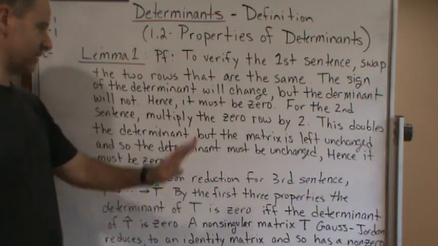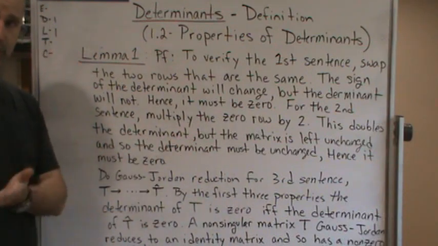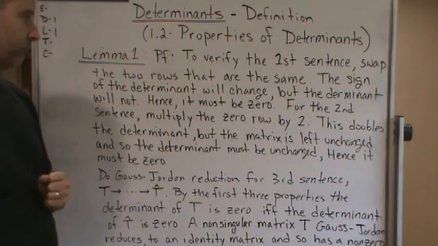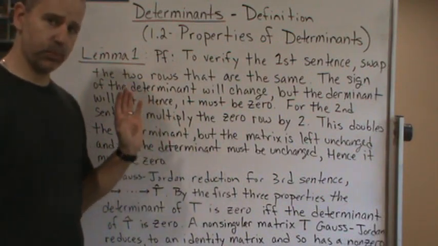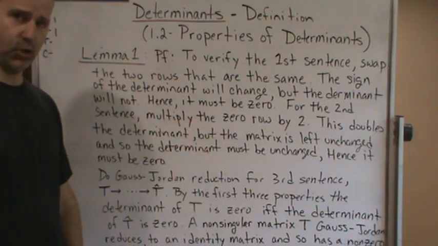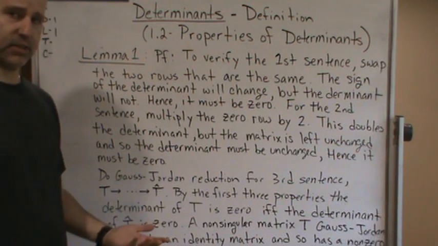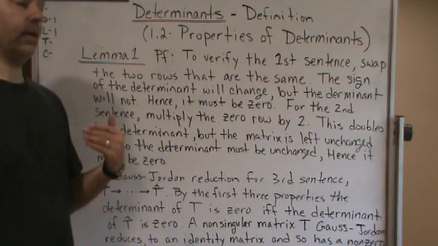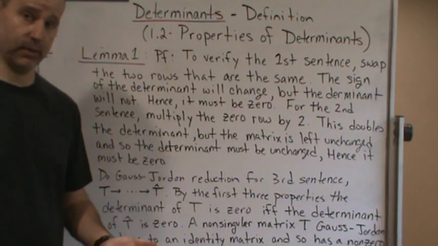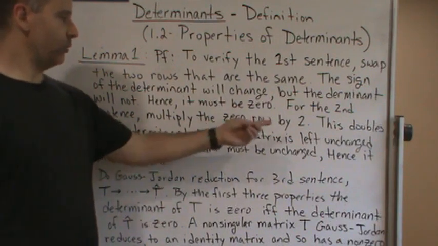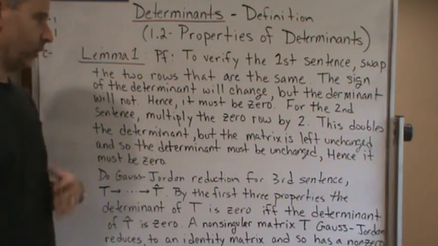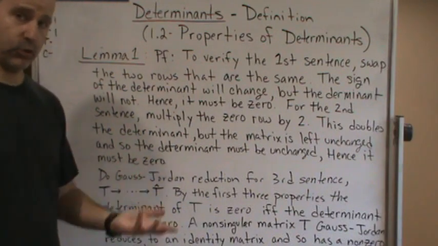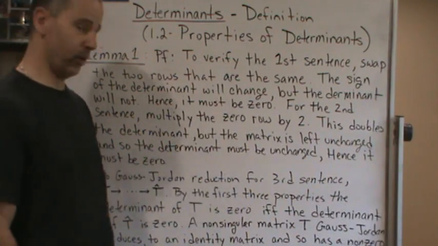What happens is this doubles the determinant, as we've seen from the properties. But in this case, you're multiplying a 0 row by 2, so it doesn't change the matrix. Therefore, it doesn't change the determinant. Even though we're multiplying by 2, and we know that doubles the determinant, the only determinant that we can double without changing it is 0. So therefore, it must be 0.